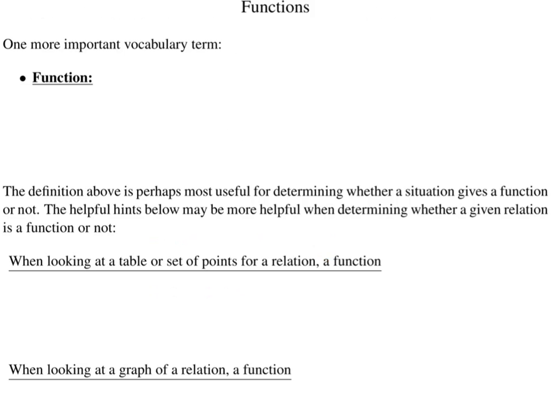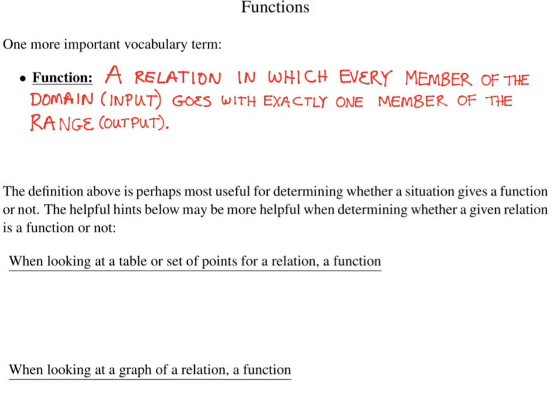Now, there's this other idea called function. Function is quite possibly the most important vocabulary term from this entire first unit. Domain and range would be tied for second importance. So, it's a relation in which every member of the domain, which are the inputs, goes with exactly one member of the range, which are the outputs. So every input goes to exactly one output. Not 2, not 3, not 27 million. Every time you have an input, it goes to only one output.